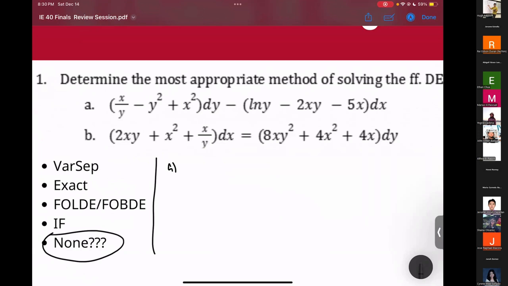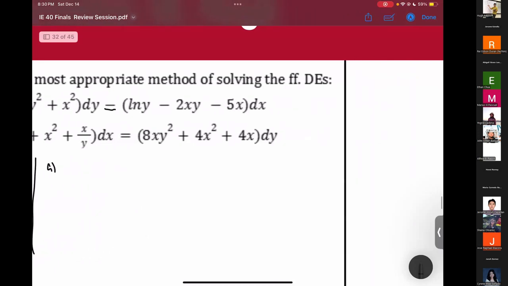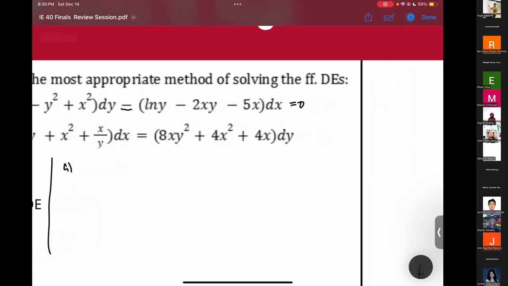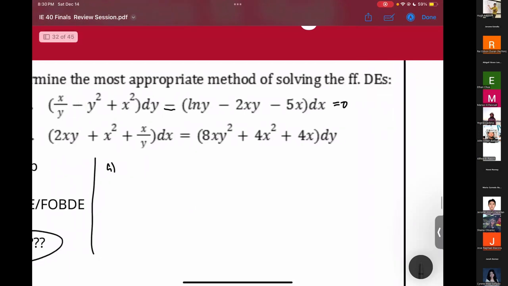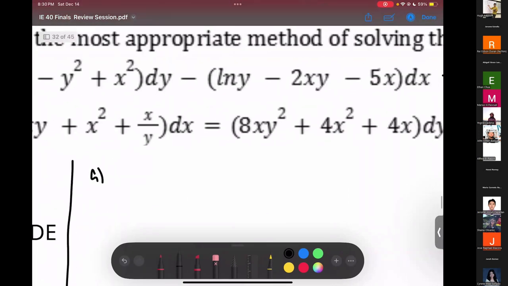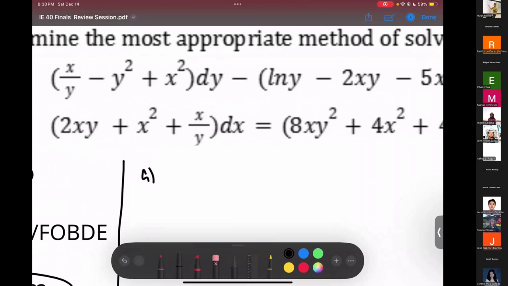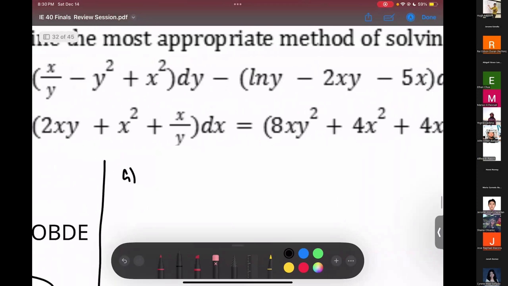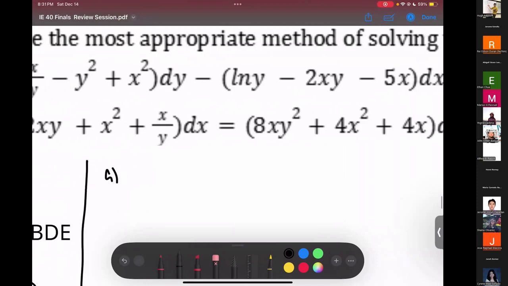So this is already laid out in this format. I believe this should be equals, tama ba, or equals 0. Wait, let me double check. Tama, equals 0 dapat. So then this is minus. That's our bad. Okay, so now what we want to do is first change it to general form. So general form means that it's M dx plus N dy equals 0.